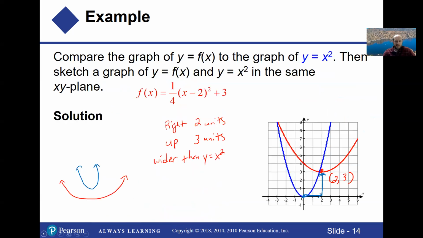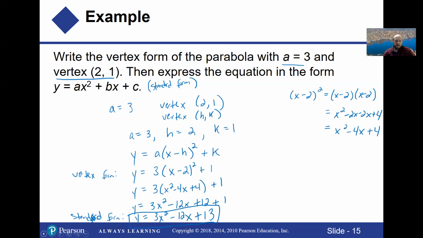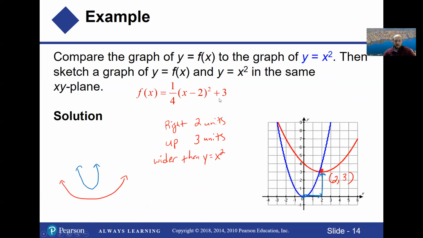So we had taken vertex form and translated the graph, and explained what we were doing. Now we're given an a value, and we're given an h and a k value from a vertex, and we're writing it in standard form. I could take this and write it in standard form. I would just multiply all this out. I'm not going to do that, but we could.